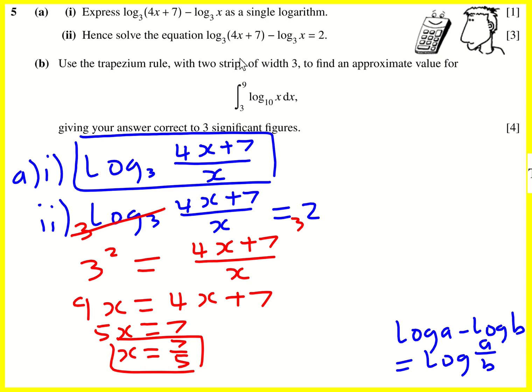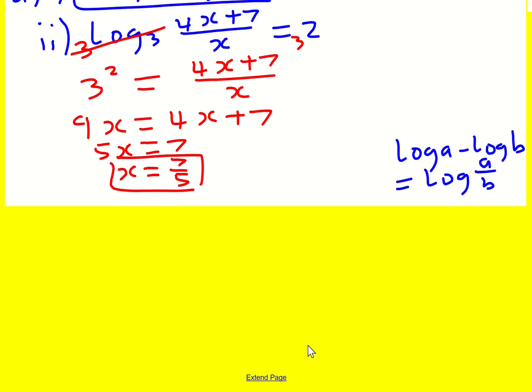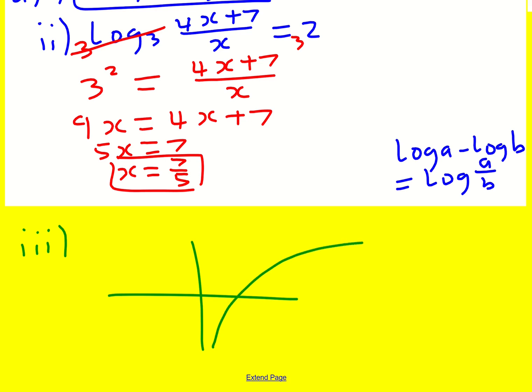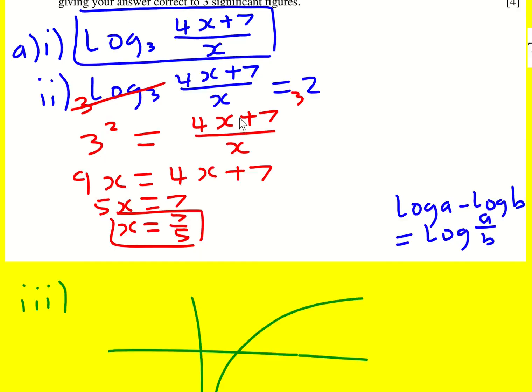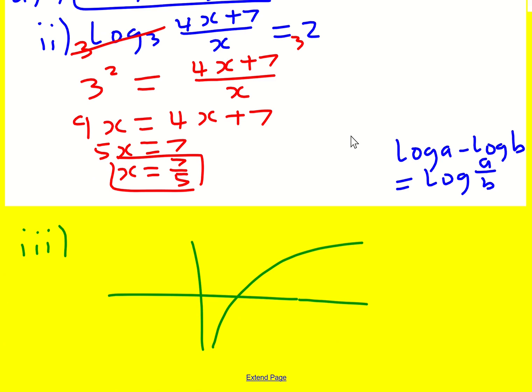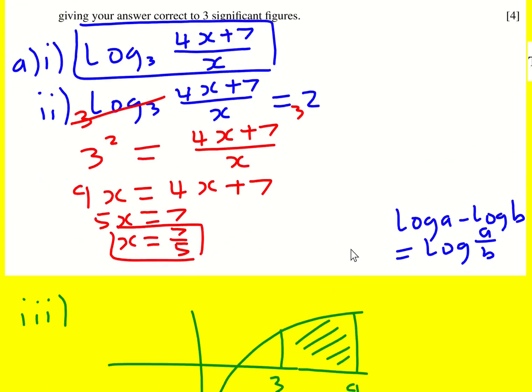We're then asked to use the trapezium rule with two strips of width 3 to find an approximate value for the integral of log to base 10 of x between 3 and 9. You don't have to get your sketch super accurate, but log to base 10 actually looks a little bit like this. And I'm being asked to integrate between 3 and 9. So essentially I'm being asked to find this area here. That's my definite integral.